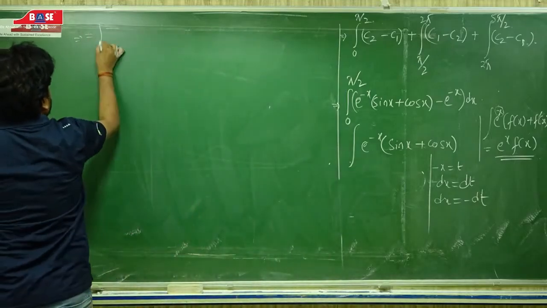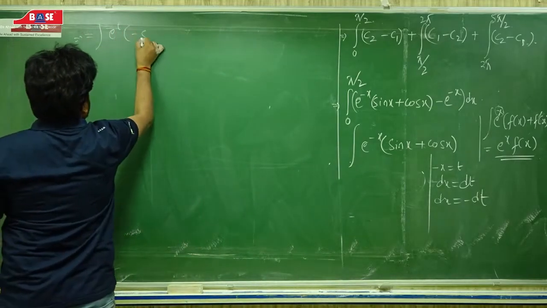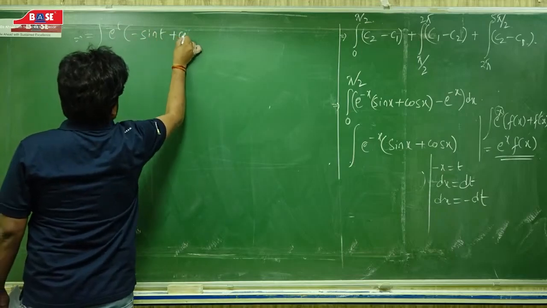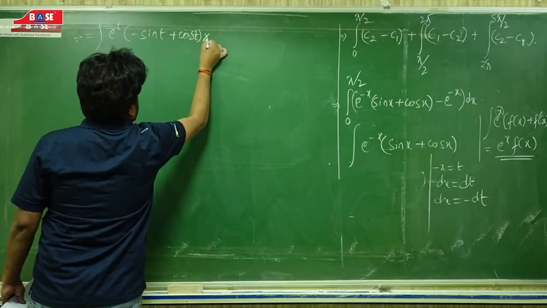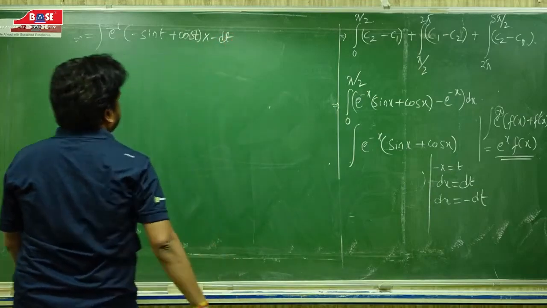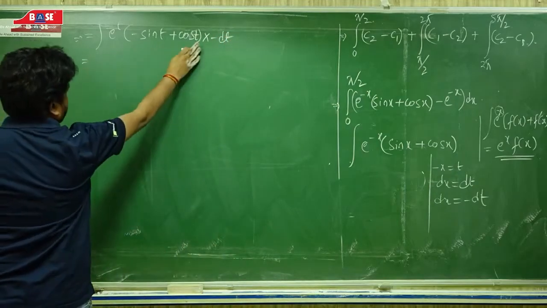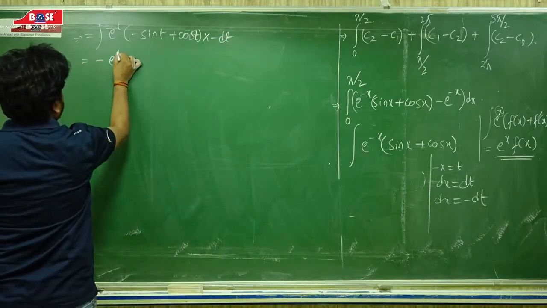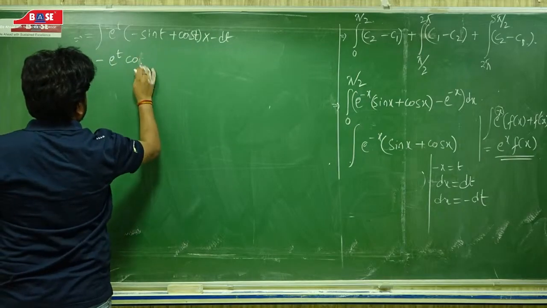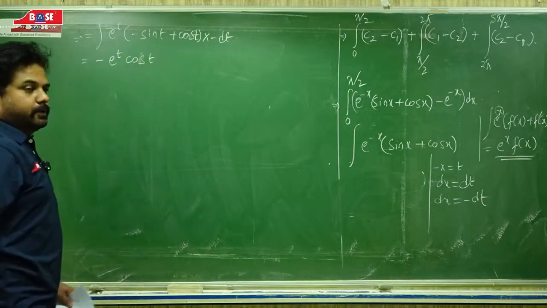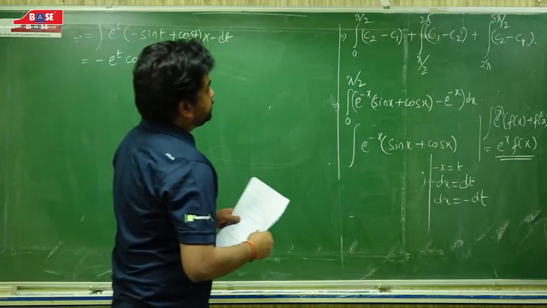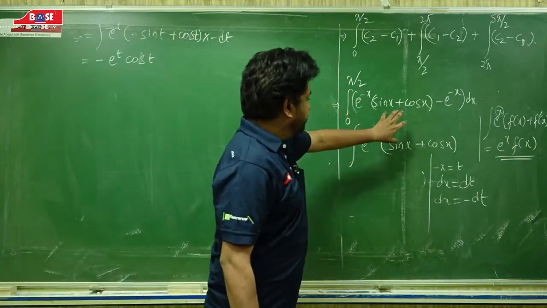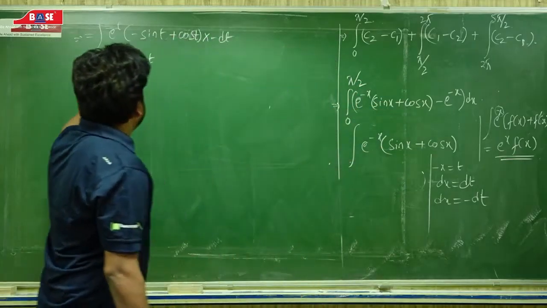We'll get e power t into minus sin t plus cos t into minus dt. Correct? So this will become, I have minus already, so I'll get e power t cos t. Okay. So you can see the integration of only this term I am talking about is minus e power t.